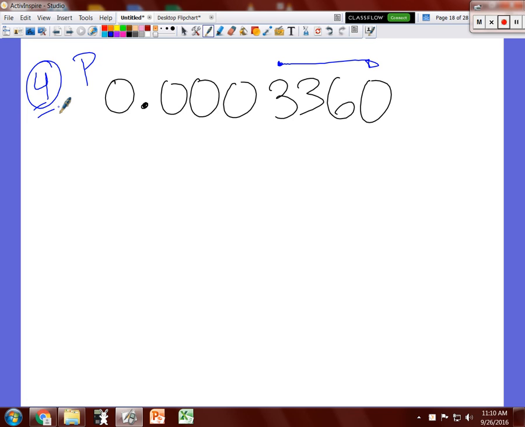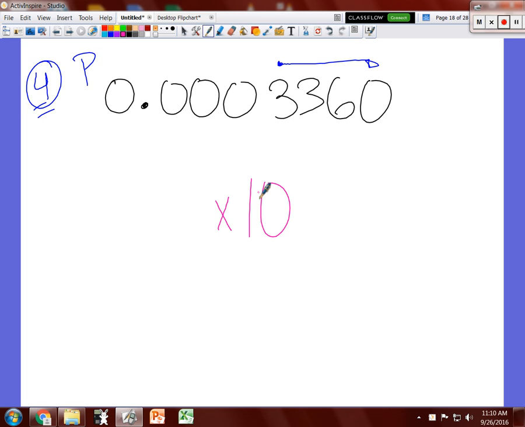Does that make sense? Okay? Now, the second thing is we now need to convert it to scientific notation. I know it's going to be times 10 to the something. And here's where that sign comes into play. Is this a negative exponent or positive, and how do you know?